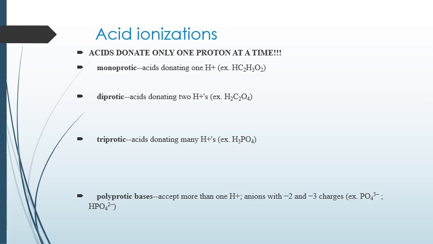HC2H3O2. This one, the 3 hydrogens that are present are part of the hydrocarbon, so they are not ionizable. So the only one that can be separated is the initial H. So if I'm looking at this example, I'd have HC2H3O2. I would place that into water, and again, I would have my double arrow since that is a weak acid. It would produce H3O+, and then the acetate ion, C2H3O2 minus.